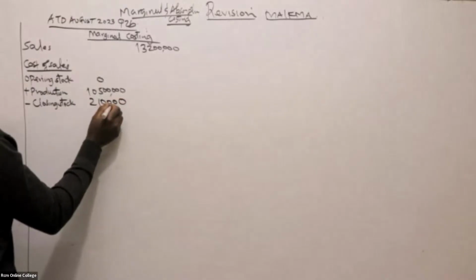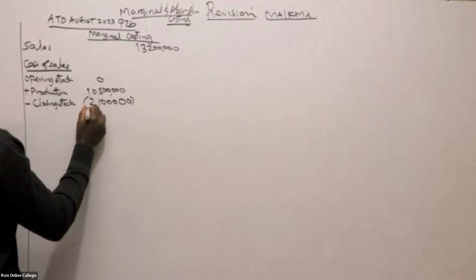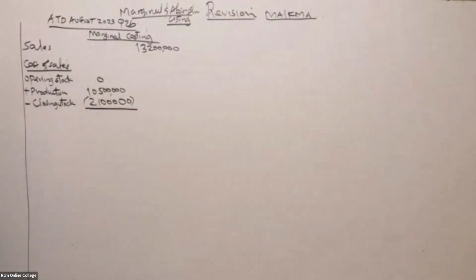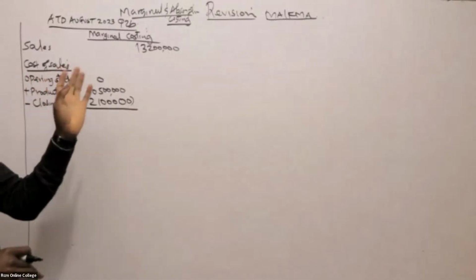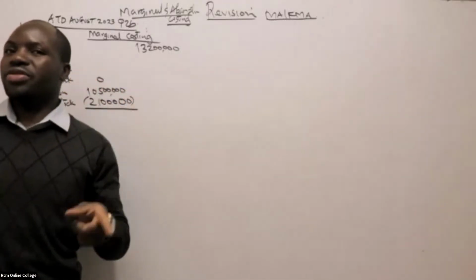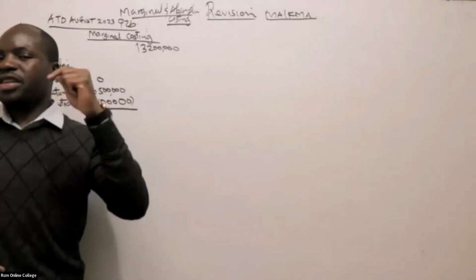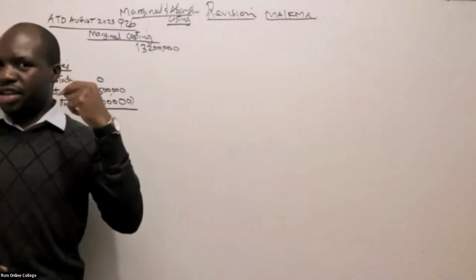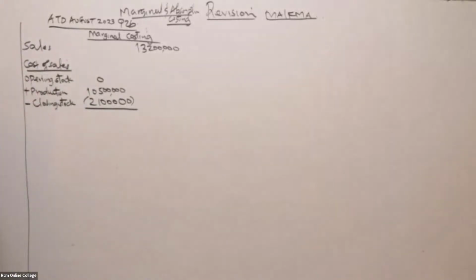And remember, you're supposed to deduct 2,100,000. And somebody was inquiring, how did we get the 10,500,000? You produced 30,000 units, and the production cost under marginal costing is 350 per unit. So 30,000 times 350 should give you 10,500,000.